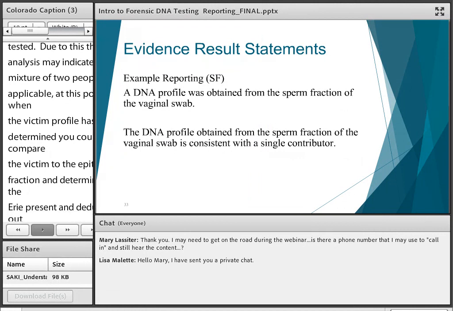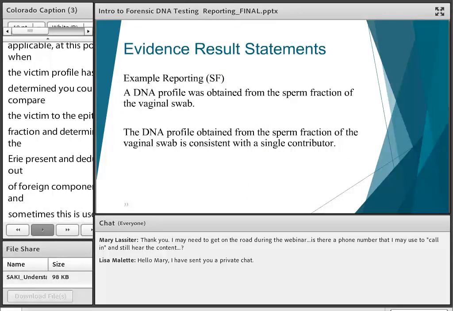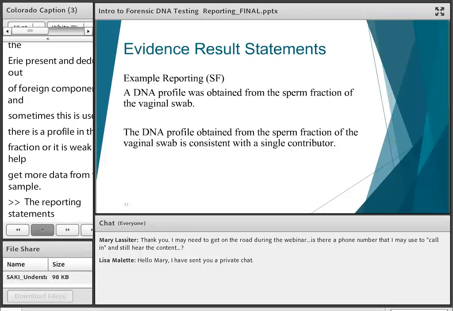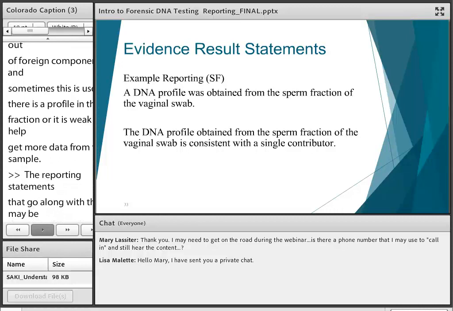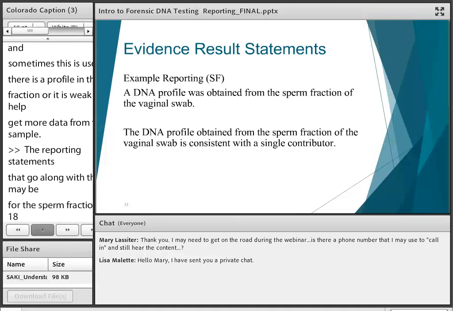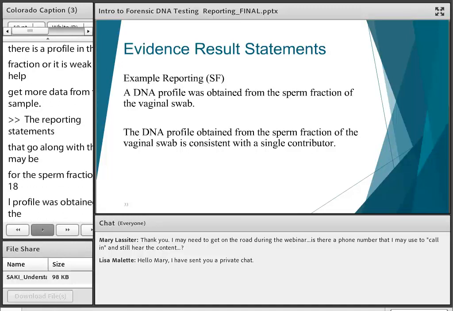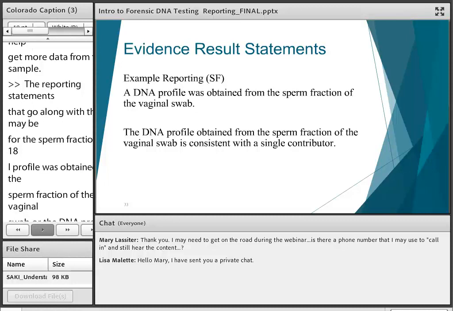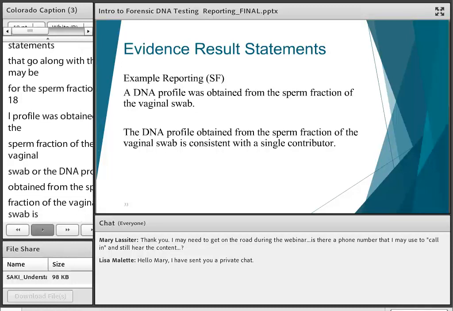So the reporting statements that go along with these may be, for the sperm fraction, that a DNA profile was obtained from the sperm fraction of the vaginal swab, or that the DNA profile obtained from the sperm fraction of the vaginal swab is consistent with a single contributor. Those are pretty common result statements for a single source profile.